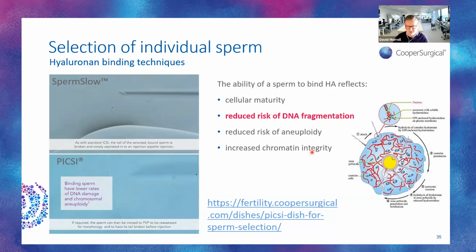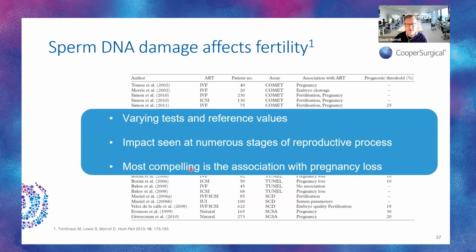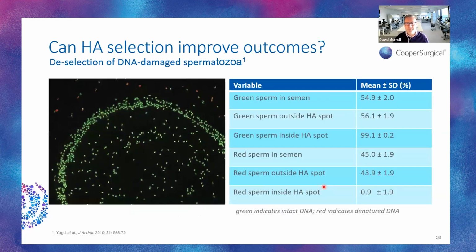And the DNA fragmentation is an important message, because we know sperm DNA damage affects fertility. There's a whole range of studies showing that. But what we do know is the most compelling evidence that associates sperm DNA fragmentation with outcomes is the association with miscarriage or early pregnancy loss. So we can use hyaluronan binding to reduce the chance of picking a DNA damaged sperm, and therefore, hopefully, based on that evidence, we would reduce miscarriage, and I'll show you the data for that.